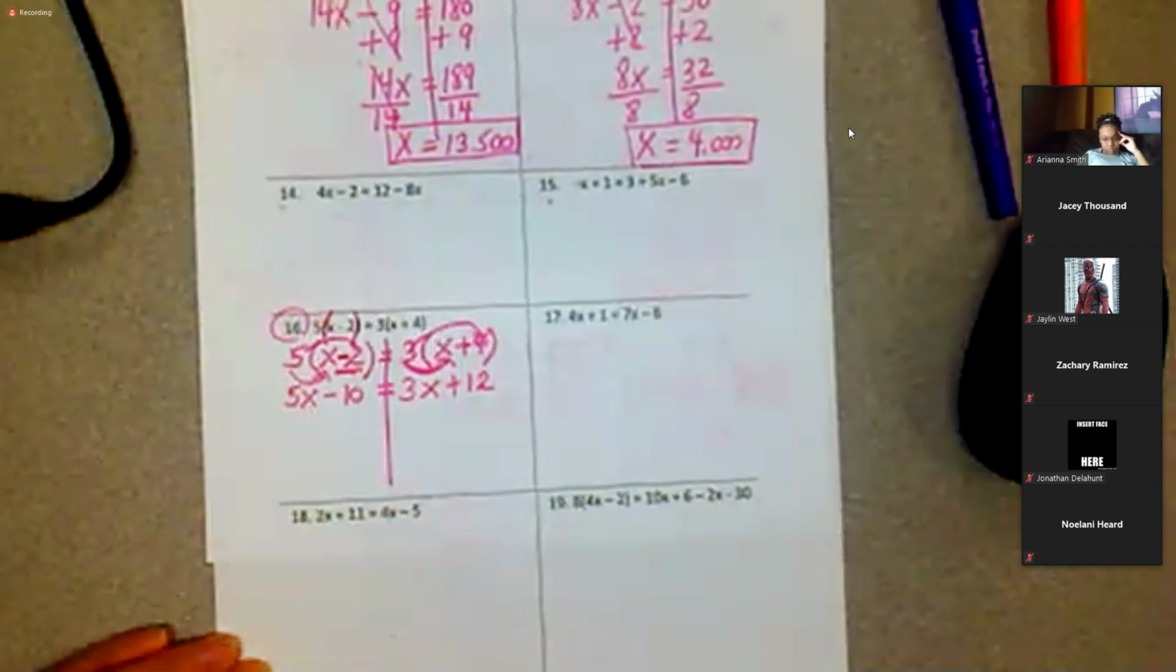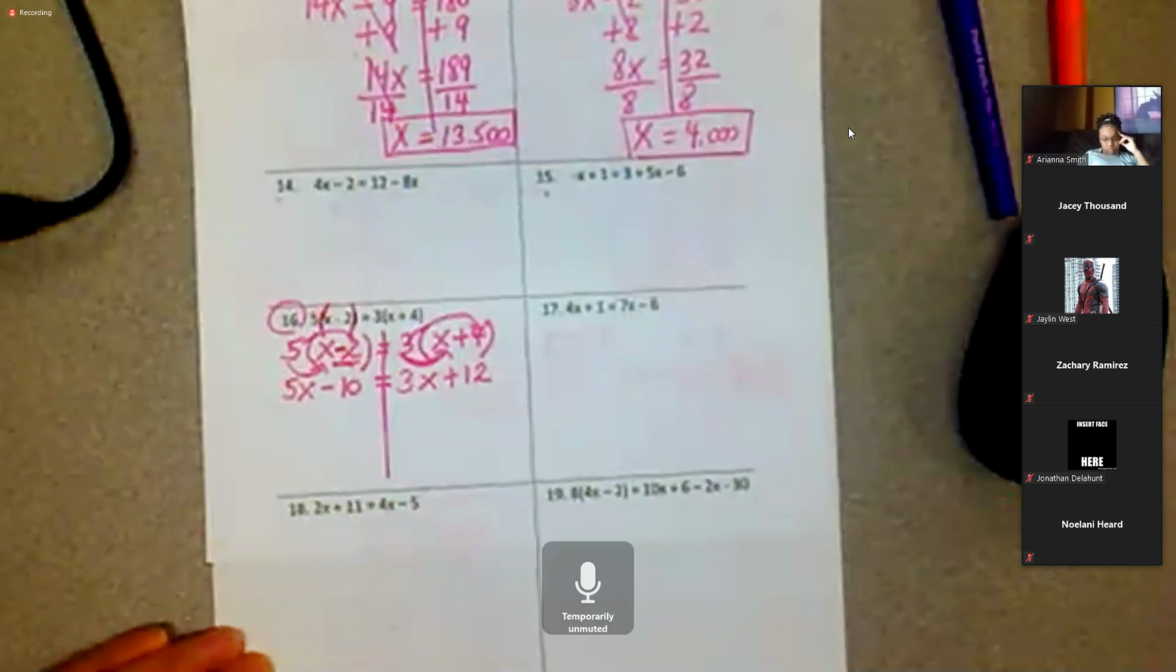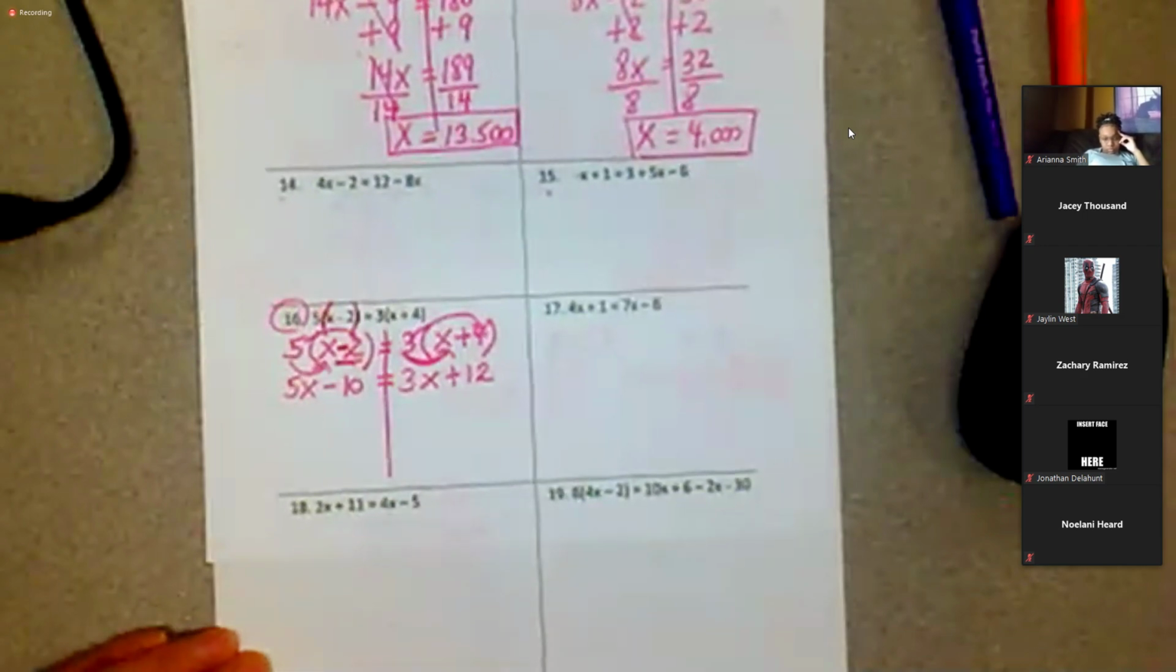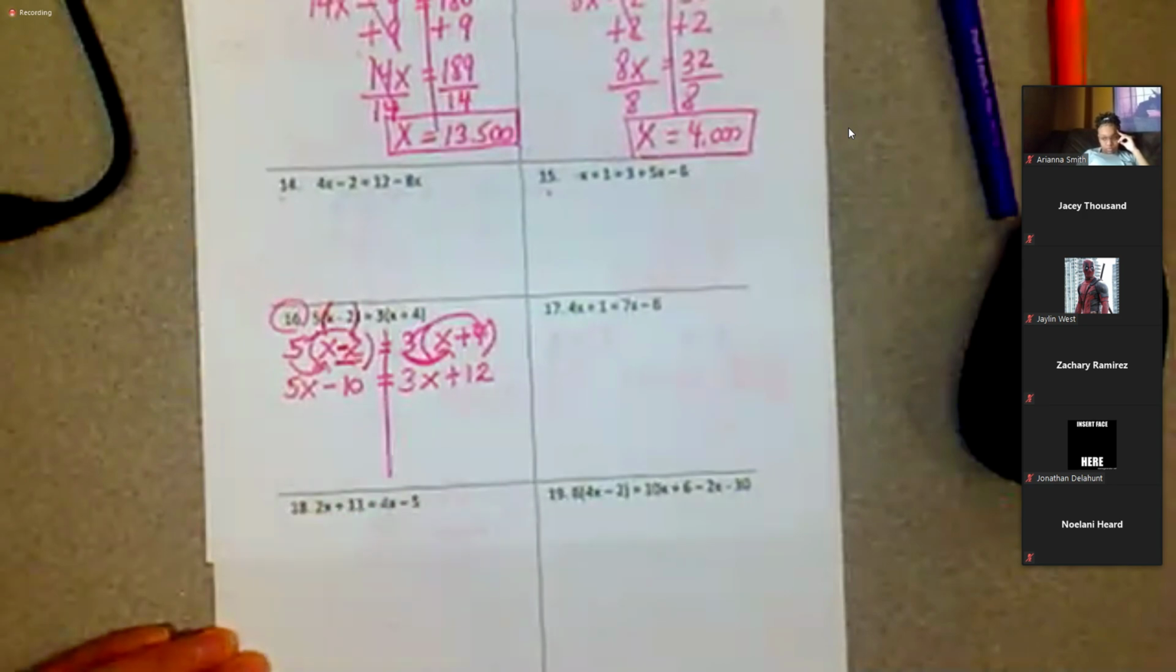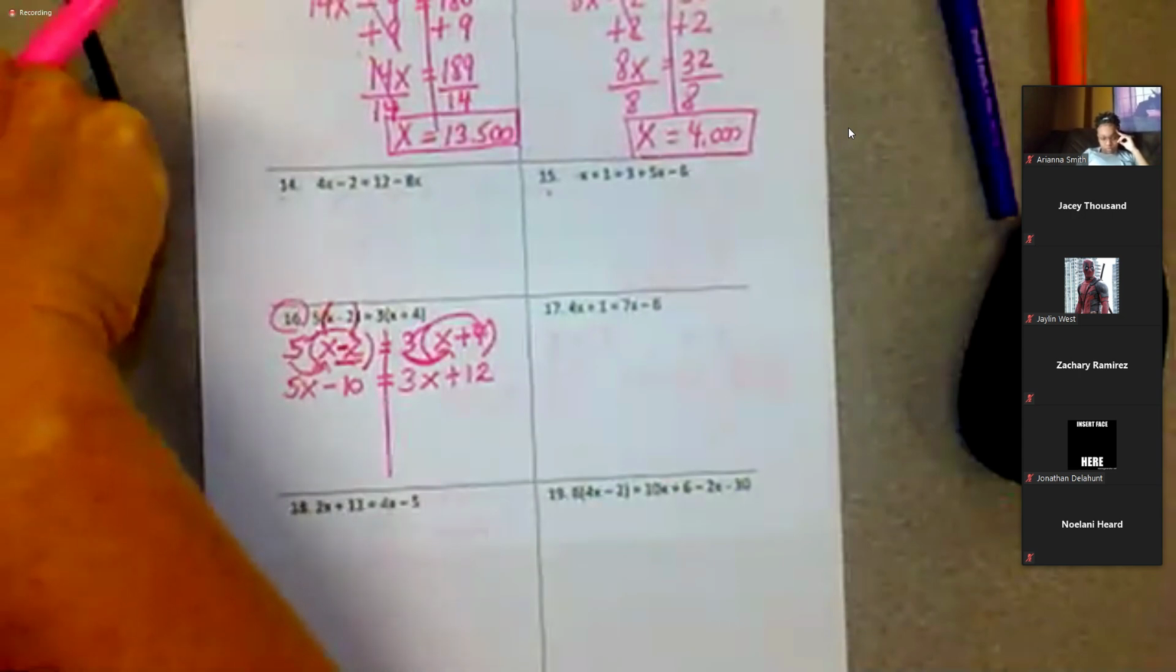What do you notice now? It's a regular equation. You still have to combine like terms. Okay, what do you all notice as a class? The x's are on opposite sides. There is an x on each side.